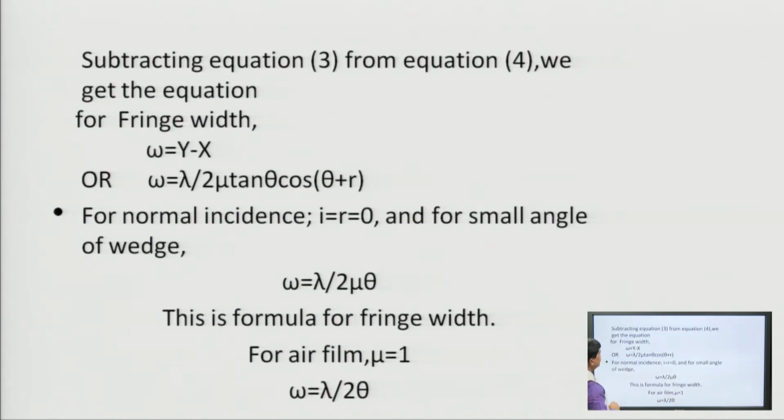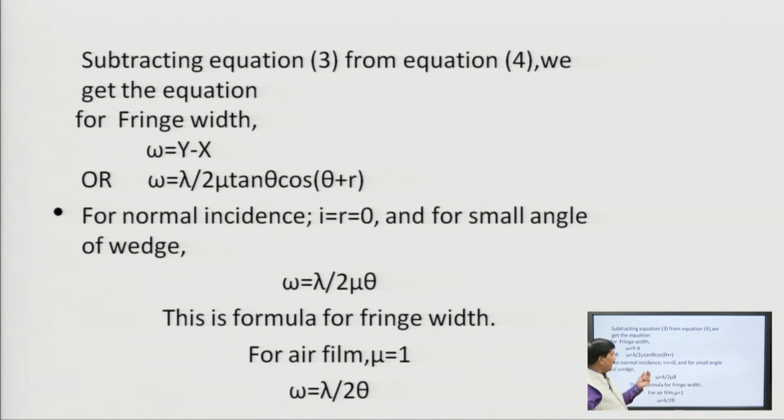Subtracting these two equations, as fringe width means separation between two consecutive bright or dark rings, the fringe width omega will be y minus x. When we subtract, it will become lambda upon 2 mu tan theta cos theta plus r. Y minus x becomes omega, and it will be equal to lambda upon 2 mu tan theta cos theta plus r. For normal incidence condition, we always know r will be 0.